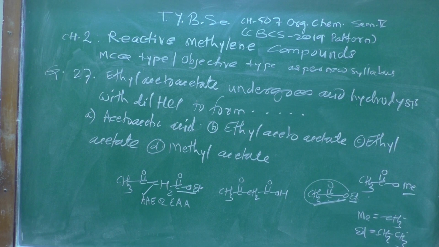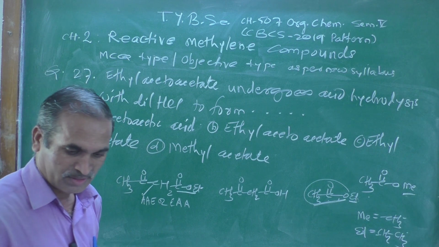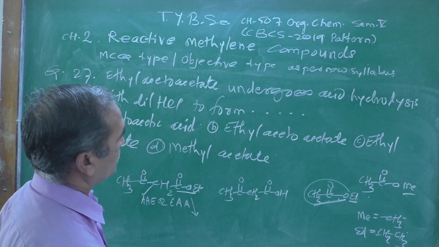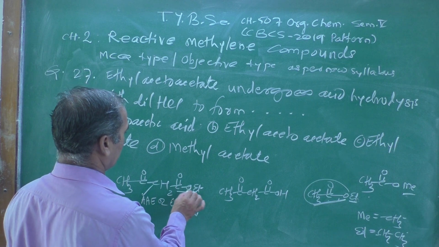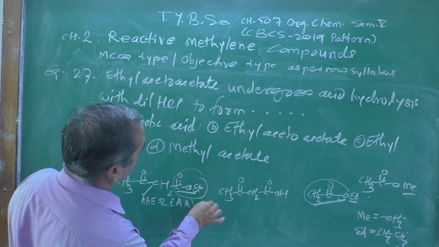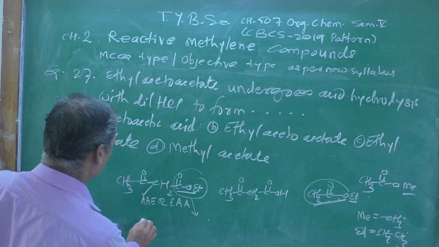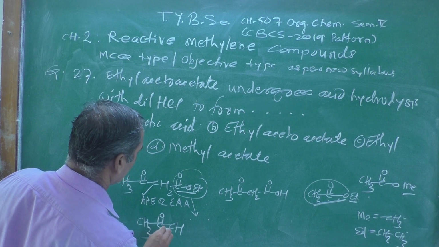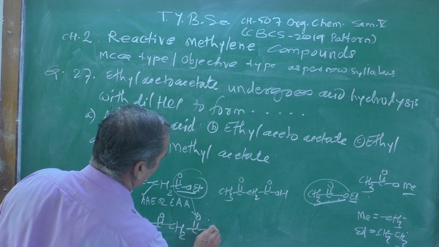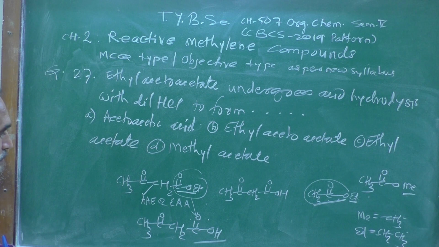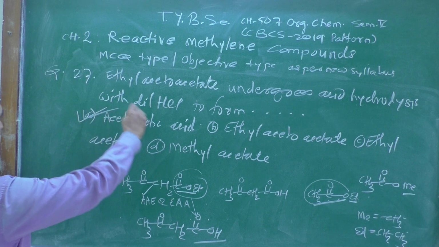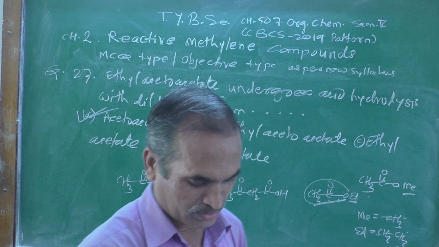So here, ethyl acetoacetate undergoes acid hydrolysis with dilute HCl. What does it form? Just as a hydrolysis process, when the reaction is carried out with dilute HCl, the ester group gets transformed into acid. You would get CH3 C double bond O, CH2 C double bond O, and the ester group transforms into an acid, and the name of this compound is acetoacetic acid. So A is the correct answer for this question.